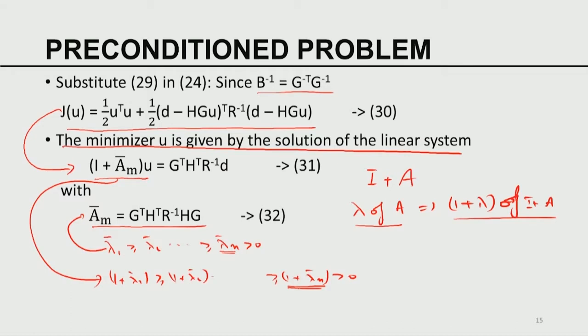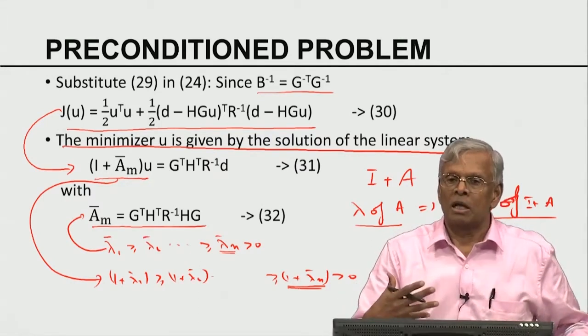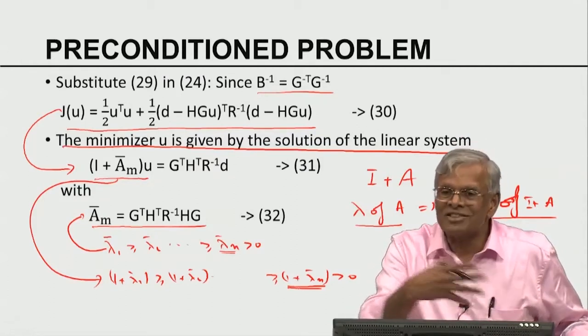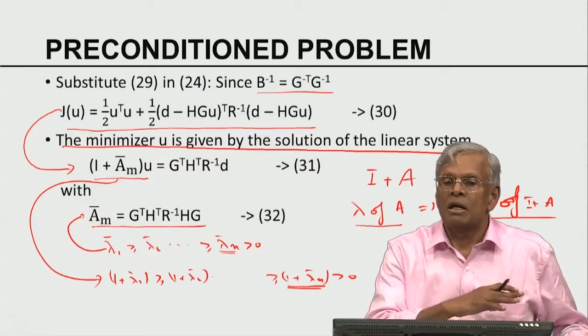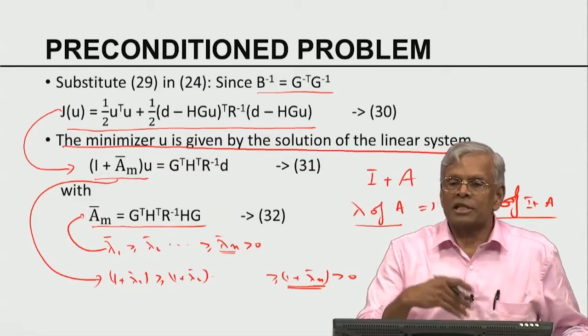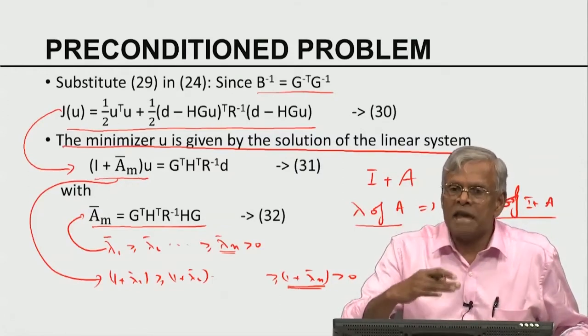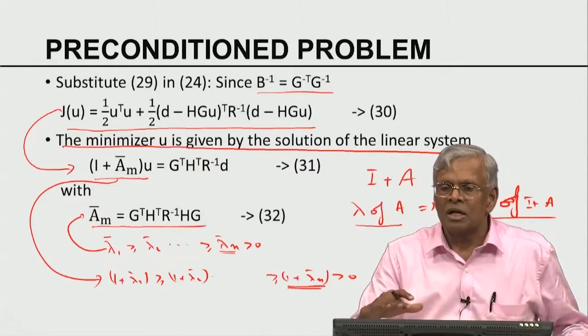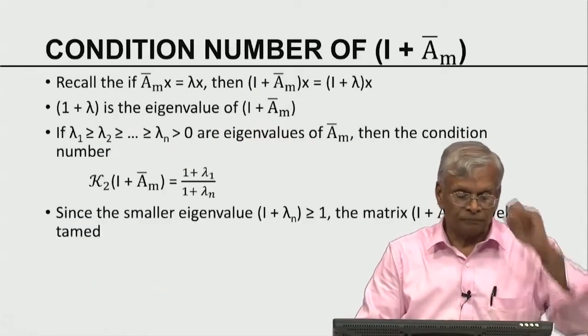Lambda n bar is positive, but with the 1 added, that means I am bounding the value of the least eigenvalue. That means my condition number is not going to explode in this new space. Therefore, I have tamed the condition number by a useful transformation. Such transformations are called preconditioning methods. Preconditioning methods have been known for a long time, motivated by the need to tame the instabilities that may arise because of a large condition number, the ill conditioned cases.